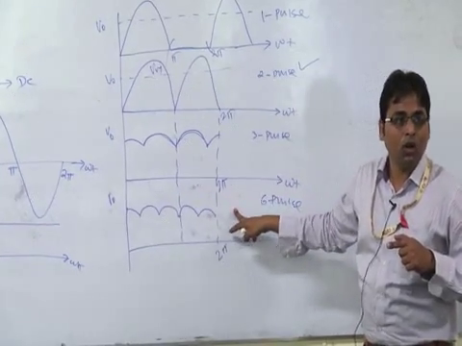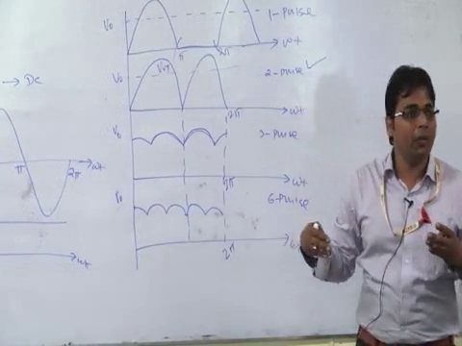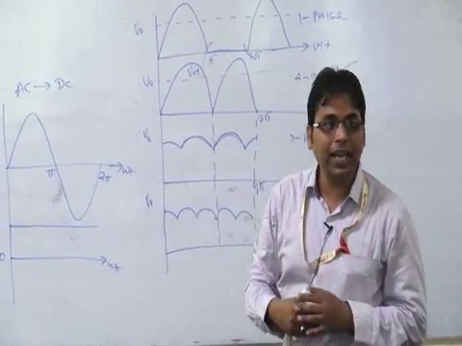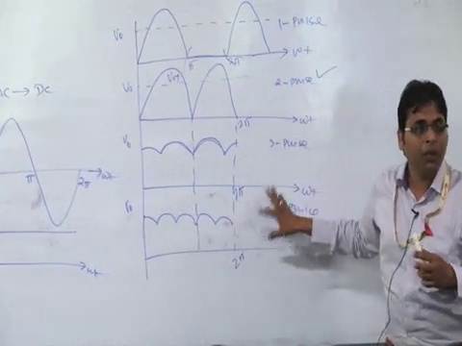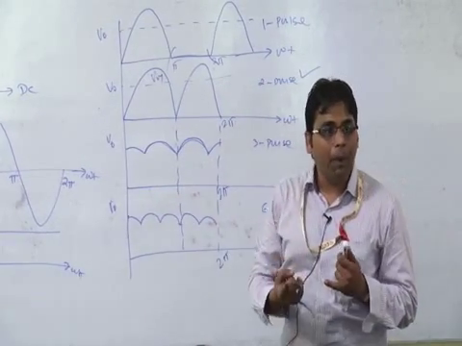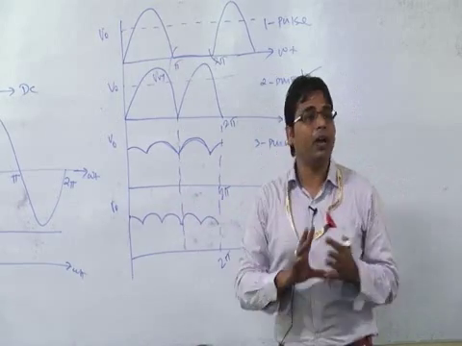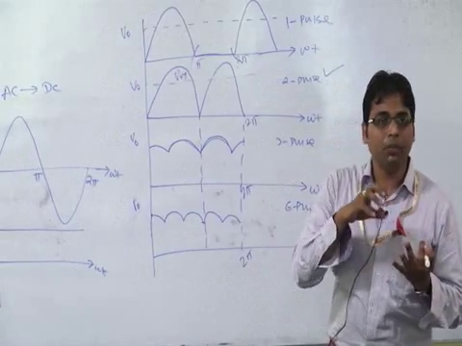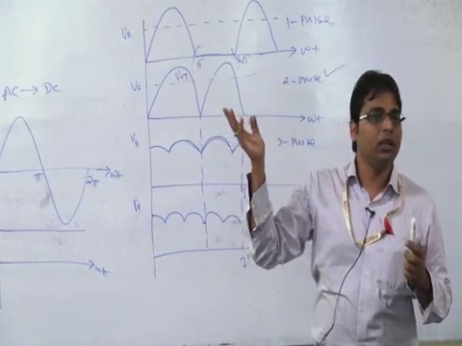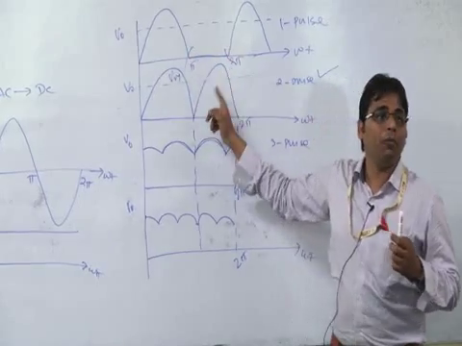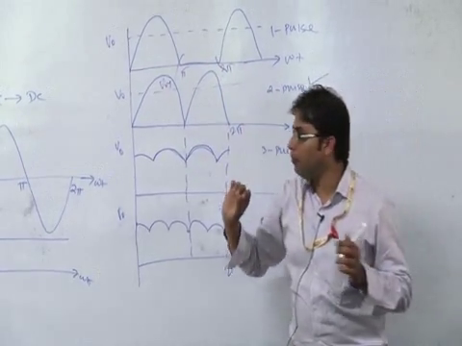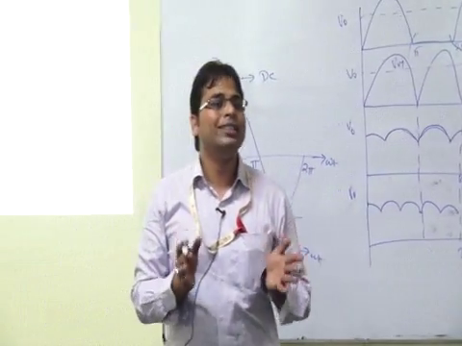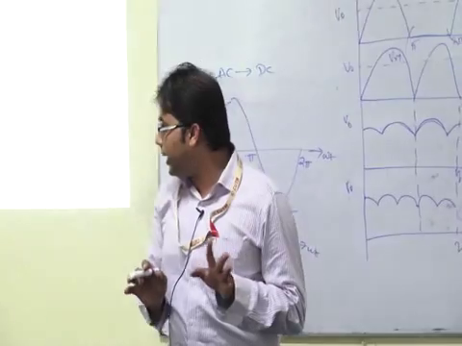So this is the main advantage: the filter size is reduced to a great extent if you increase the number of pulses. Secondly, the power delivered to the load will increase. The 3 phase rectifier gives that much power, which cannot be given by single phase half wave or full wave rectifiers. These are the advantages of why we are going for the 6 pulse converter. We have already discussed 3 pulse.